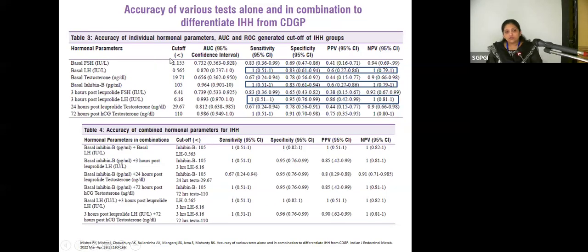the researchers have used the basal levels as well as the stimulated levels, and they have used a combination of tests to see if there is a good sensitivity and specificity of a particular test. They have found a good sensitivity and specificity of 83% for basal LH, a similar sensitivity and specificity for basal inhibin B, and 95% for 3-hour post leuprolide LH. And when they combined basal inhibin B with basal LH, they found a sensitivity and specificity, with negative and positive predictive value, of 100%.